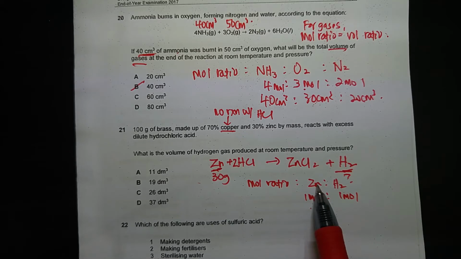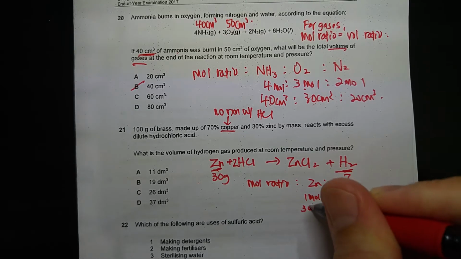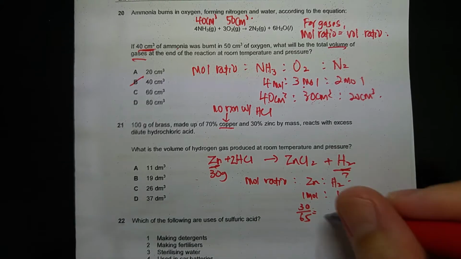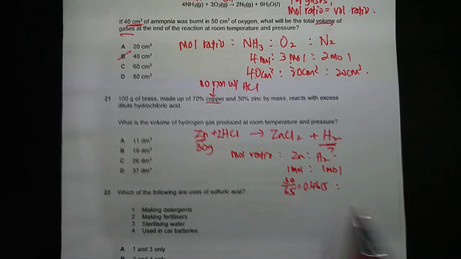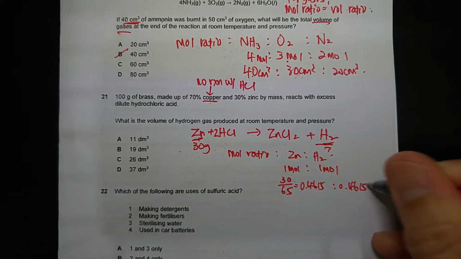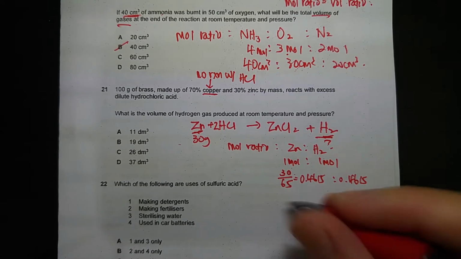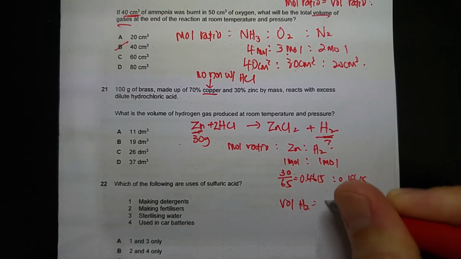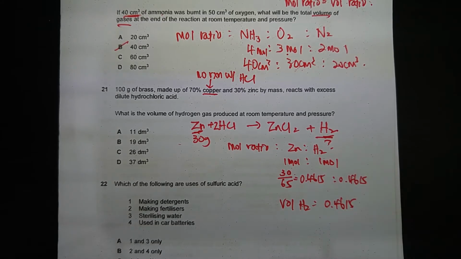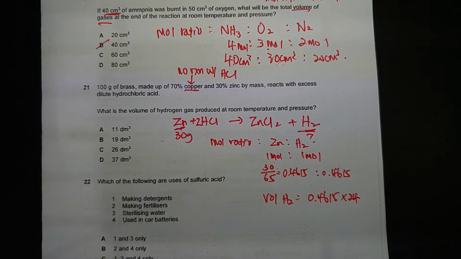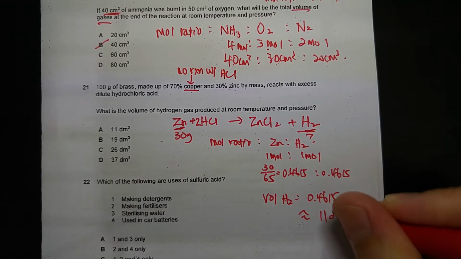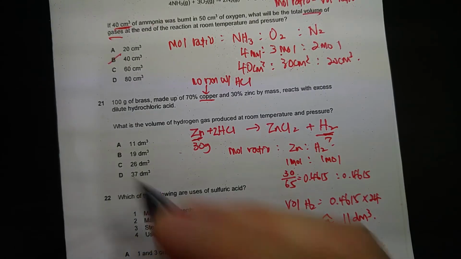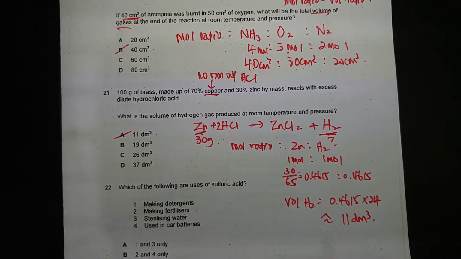Now, how many mole of zinc is available? This is actually 30 over 65, which is 0.4615 mole. So if I have 0.4615 mole of zinc, I should get 0.4615 mole of hydrogen, which means that the volume of hydrogen is the number of mole, 0.4615, times 24 dm cube, because 1 mole of any gas at room temperature and pressure occupies 24 dm cube. So if you work this out, you should get around 11 dm cube, which is A.